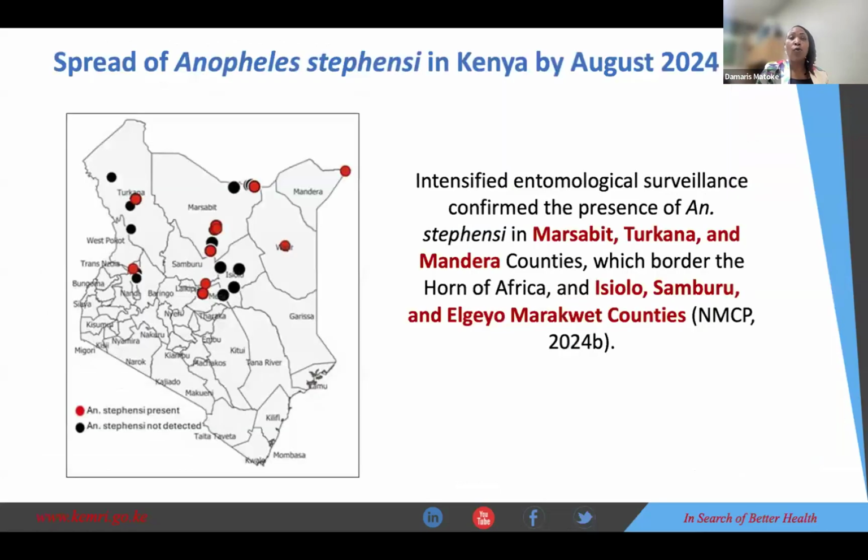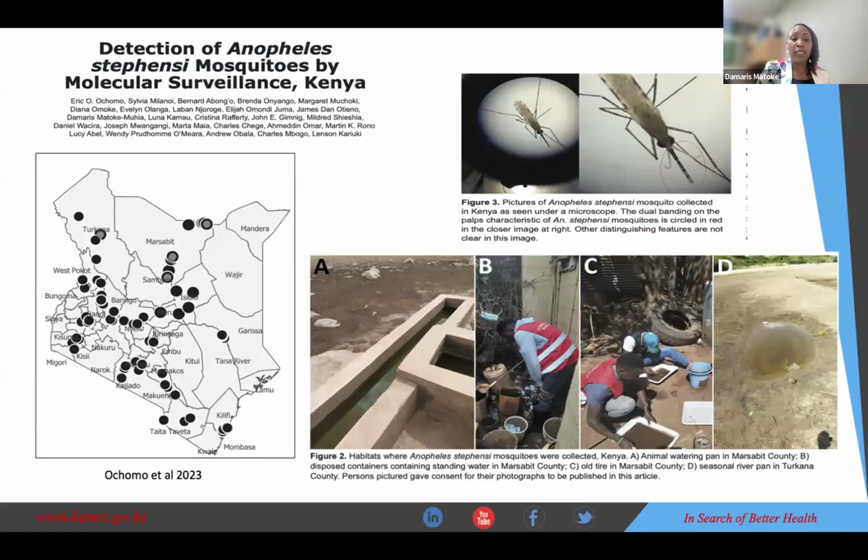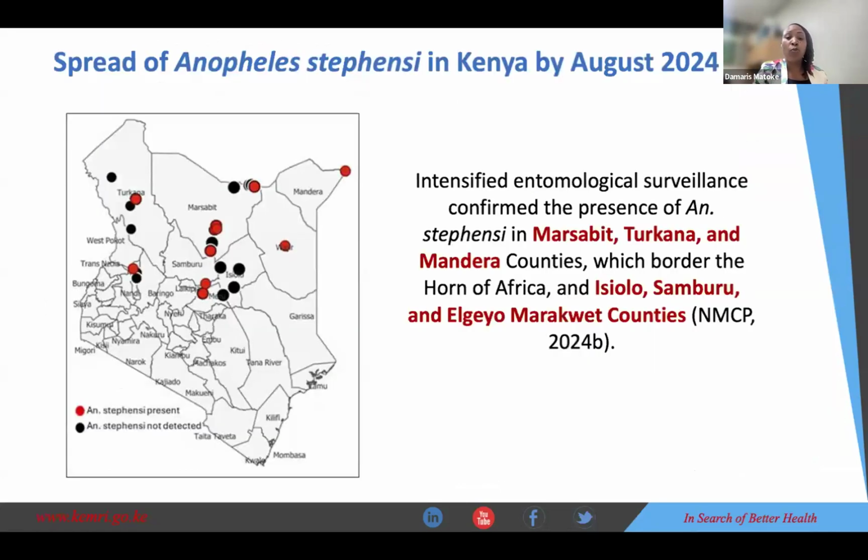Since the time Anopheles stephensi was detected in Marsabit, we've been able to document it in many other places based on the intensified entomological surveillance. Its presence has been confirmed in Turkana and Mandera counties, which border the countries at the Horn of Africa, but also now it's spreading down into the country. We are seeing it more in places such as Isiolo, Samburu, and also Elgeyo Marakwet. The vector has also been reported in Wajir.